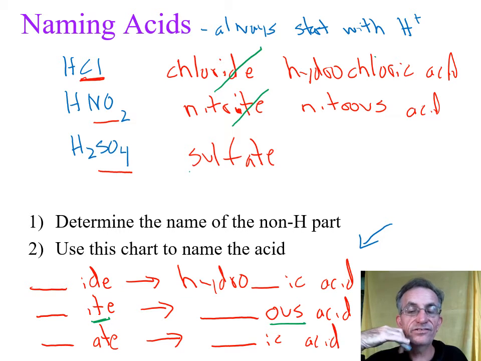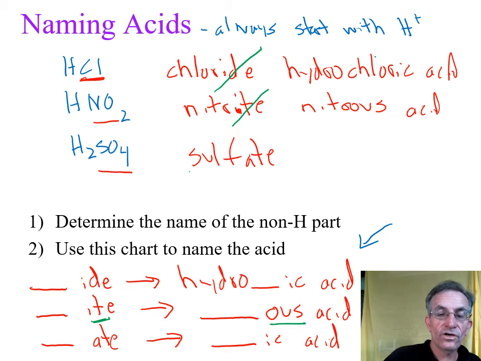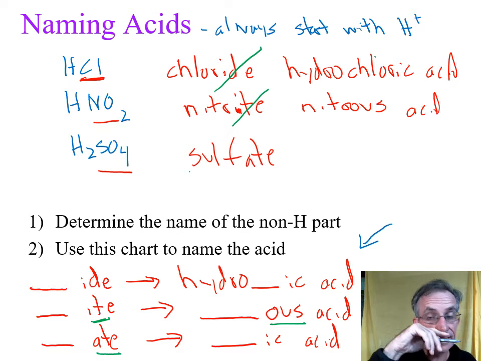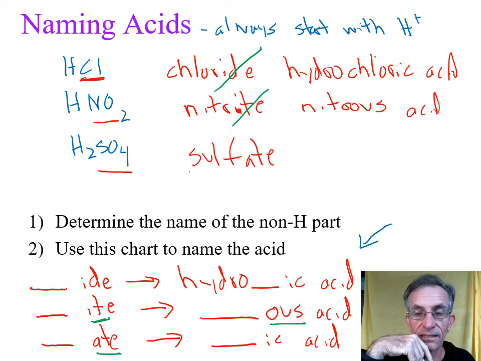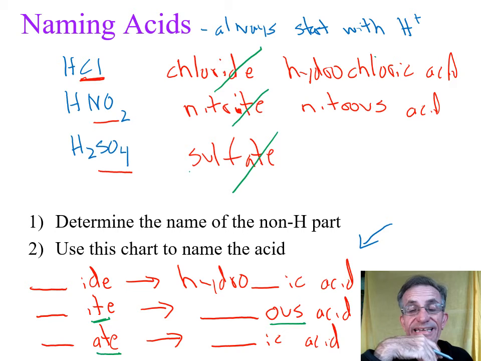So we have something in this acid that ends in ATE. If your non-hydrogen part ends in ATE, like sulfate does, ate turns into ick. We're going to take off the ate, and we're going to replace it with ick.